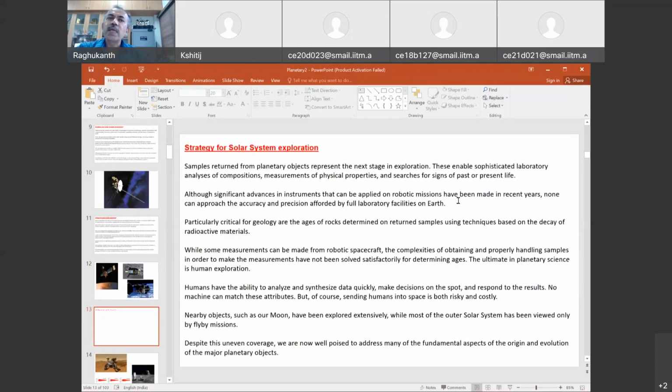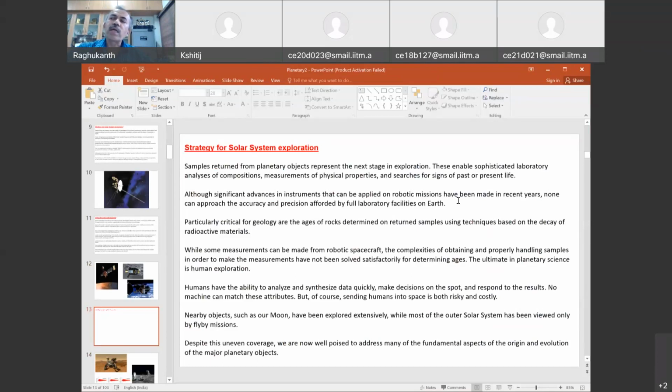But the best thing, compared to flybys, orbiters, rovers and other things, the easiest way if you want to know about a planet is to send humans itself. The main advantage of humans is that we are not like robots. We are intelligent beings, so we can analyze and synthesize data quickly. We can make decisions on the spot, and we can easily respond to the results. No machine can match the human attributes.